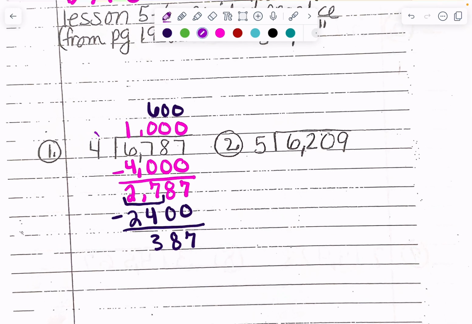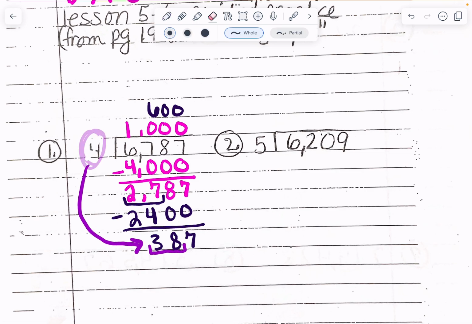So I'm going to look at number 4 right here. Can 4 go into 3? Nope, can't go into 3. Can 4 go into 38? Yep, absolutely. 4 can go into 38.